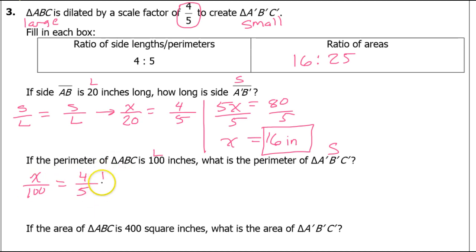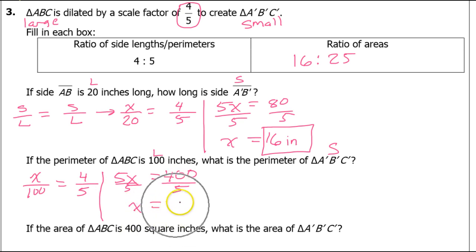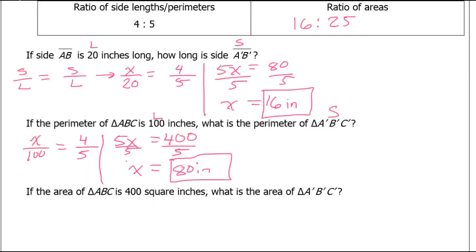So when we do our cross multiplication, I'm going to get 5x is equal to 400. And if I divide both sides by 5, then x is going to equal 80. Okay, this is 80 inches. Now the area of triangle ABC is 400 square inches. What is the area of A prime, B prime, C prime?